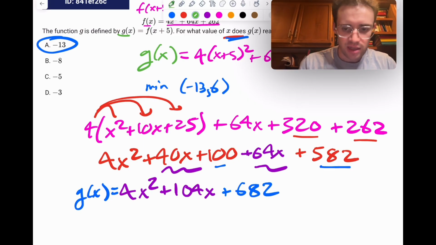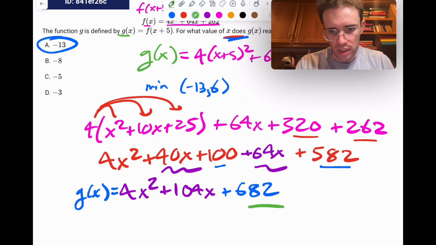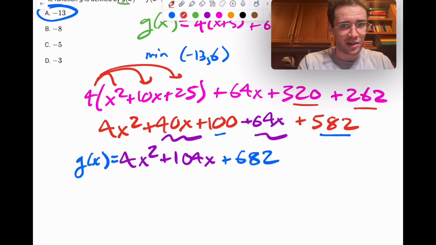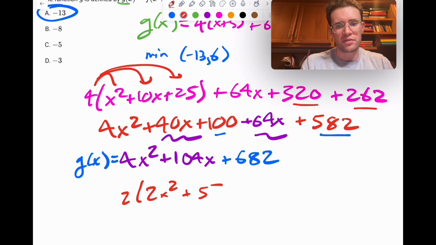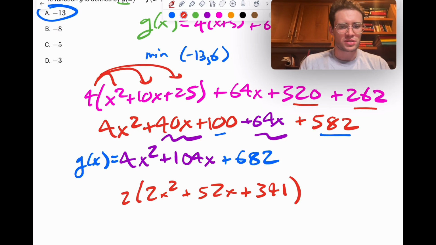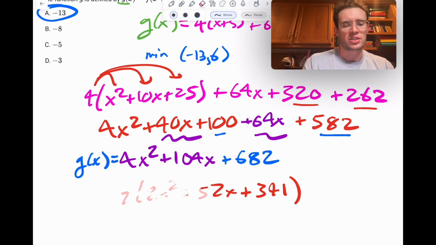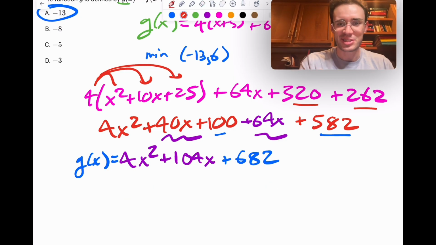And I think these are all multiples of 4. No, 682 is not. They're all multiples of 2. You can take that out. It'd be 2 times the quantity 2x squared plus 52x plus 341. This one's kind of annoying. I gotta say it's kind of annoying. I'm gonna do the calculus method. So I'll just do that one.